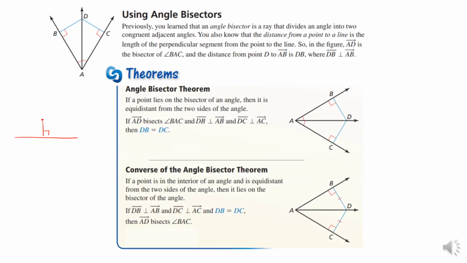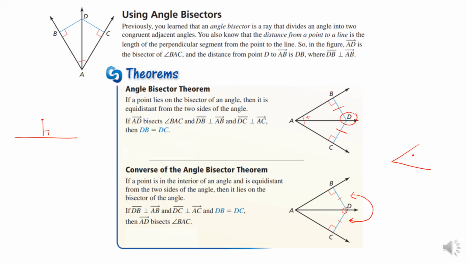So the angle bisector theorem states if a point lies on the bisector of an angle, and we're talking about point D, because it bisected, notice that these are equal, then it is equidistant from the two sides of the angle. This is the same distance as this. The converse of the angle bisector theorem is that if a point is in the interior of an angle, and when they say interior, that means it's inside, and is equidistant from the two sides of the angle, then it lies on the bisector.